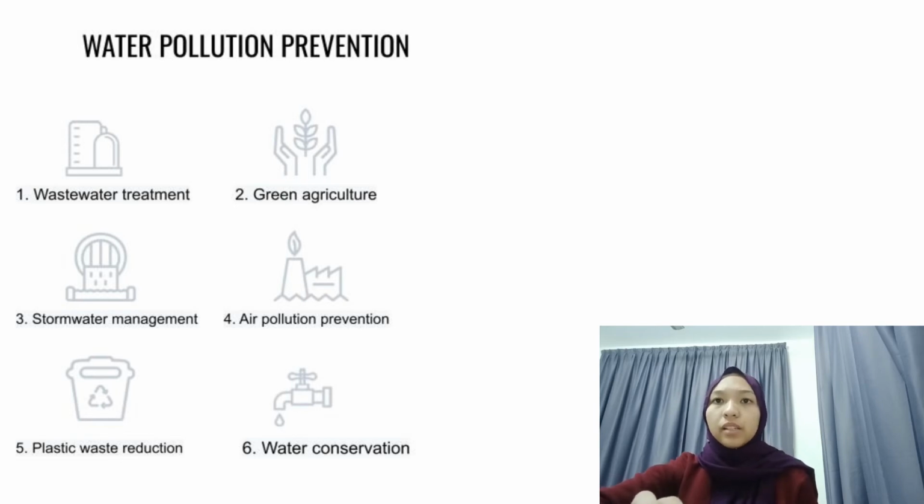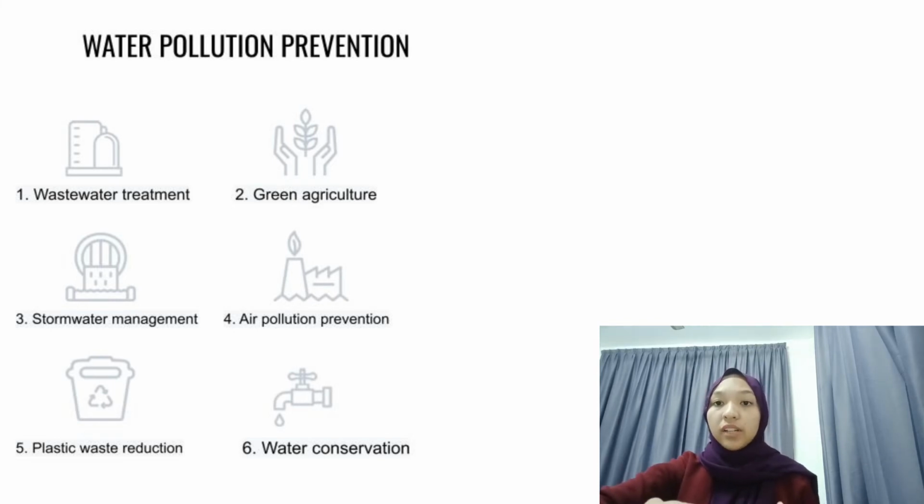And number five is plastic waste reduction. 80% of plastic in our ocean is from land sources. In order to reduce the amount of plastic entering our ocean, we need to both reduce our use of plastic globally and improve plastic waste management. For example, if we use a plastic bag to go to the grocery, why not use a paper bag? So it reduces the amount of plastic.